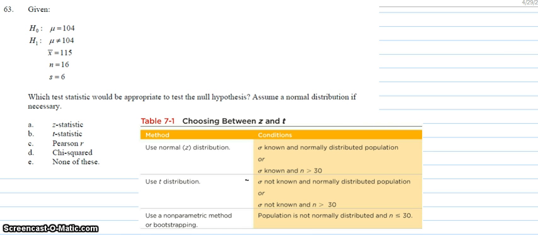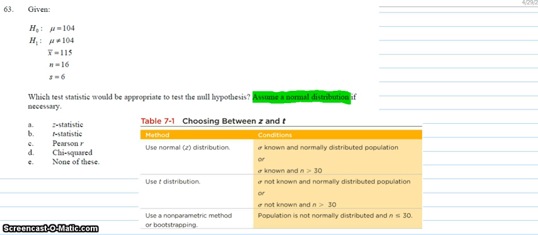Use a t distribution if the population standard deviation is not known and normally distributed population, or if the population standard deviation is not known and n is greater than 30. You use a nonparametric method or bootstrapping if the population is not normally distributed and n is less than or equal to 30. Well, in our problem, it states we can assume a normal distribution if necessary.